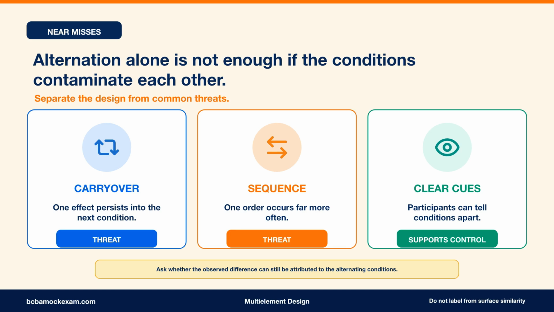Carryover occurs when one condition continues to affect responding in the next condition. A sequence effect occurs when the order itself changes performance. Weak condition cues can prevent the participant from discriminating the contingencies. These problems make the present data harder to attribute to the present condition. Clear cues can support control, but they cannot repair a treatment effect that persists strongly across conditions.